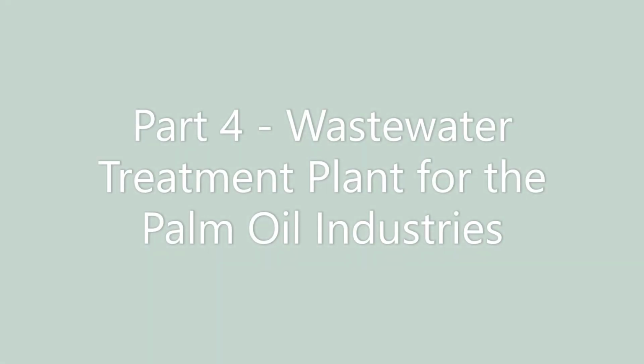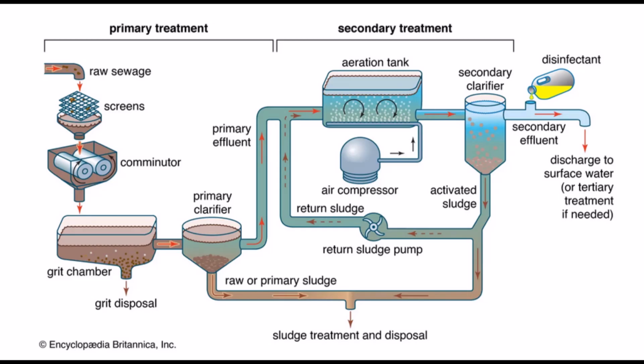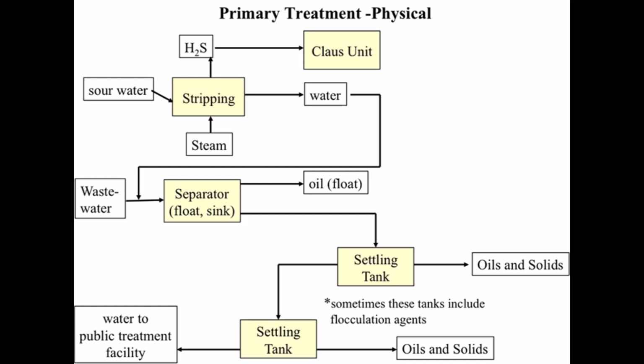Part 4. Wastewater treatment plant for the palm oil industries. There are multiple stages for wastewater treatment to ensure the maintenance of a clean and healthy environment surrounding the palm oil industries. First, primary treatment. Given the high content of suspended solids in palm oil wastewater, the primary treatment phase would focus on physical processes to remove these solids. This can be done using screens to filter out larger solids that might be present in the wastewater, and settling tanks to allow the wastewater to sit in large tanks, facilitating the settling of heavier suspended solids at the bottom.